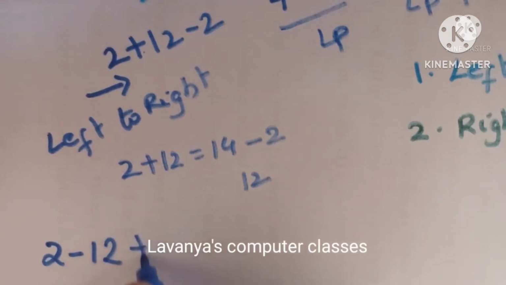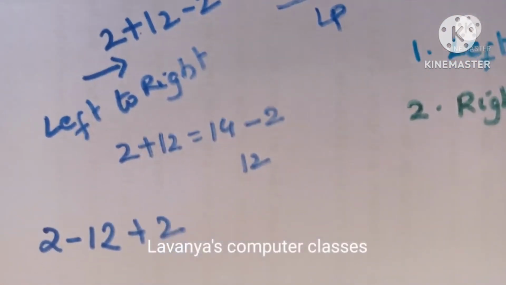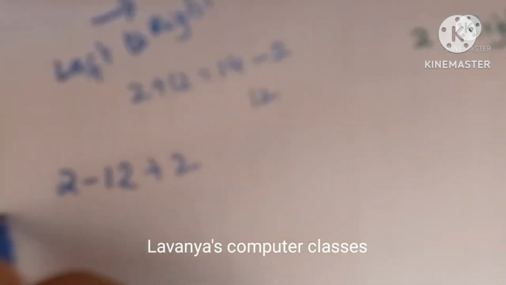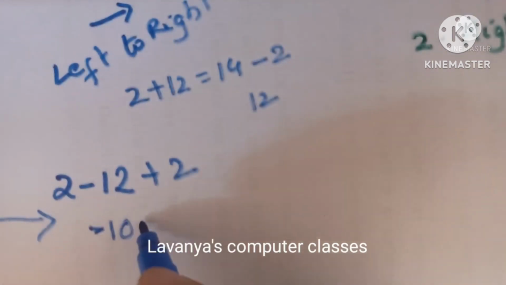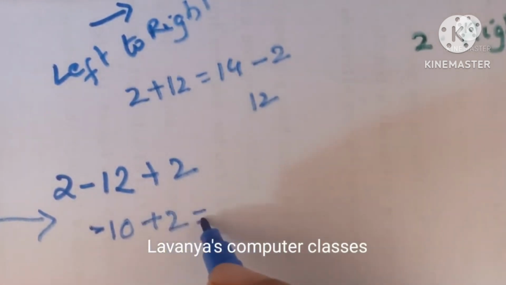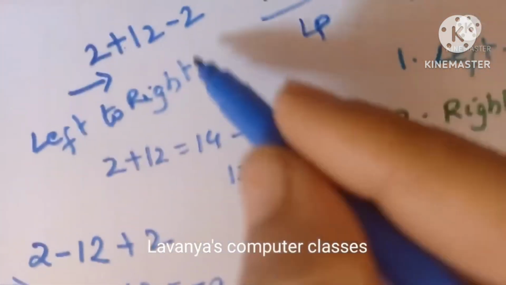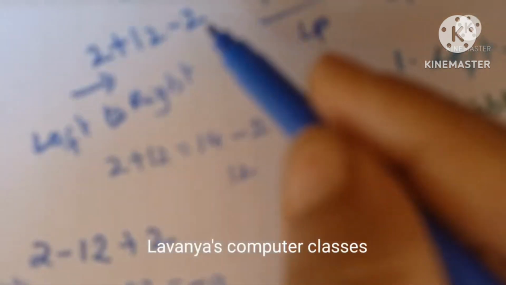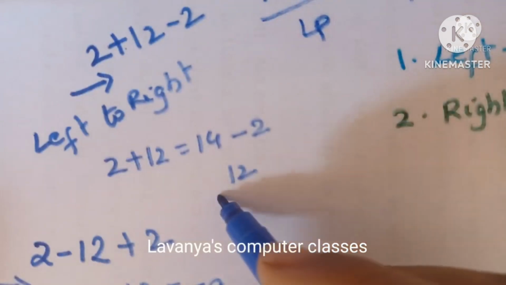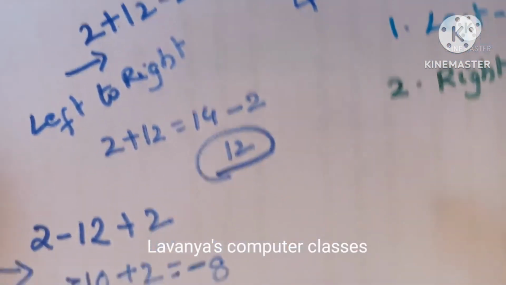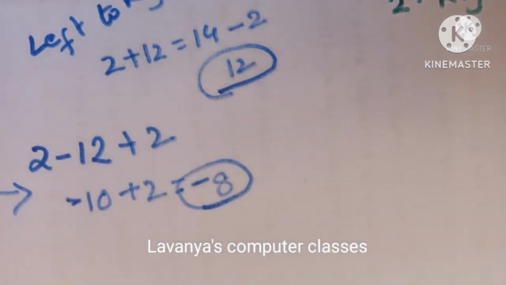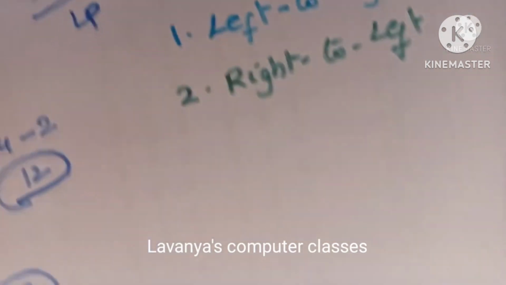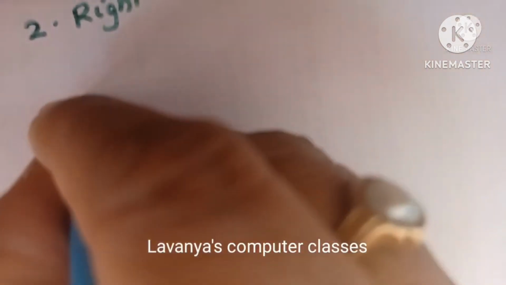If I take the same numbers and same operators, but only the order is changed: 2 minus 12 plus 2. Evaluating this expression is the same thing. Minus and plus both belong to the same level of priority. That's what is called associativity. Executing 2 minus 12, minus is coming first: 2 minus 12 is minus 10, plus 2, the answer is minus 8. In the first expression we got 12, now we get minus 8. Same numbers, same operators, only the order is changed. If the order is changed, the answer also changes.